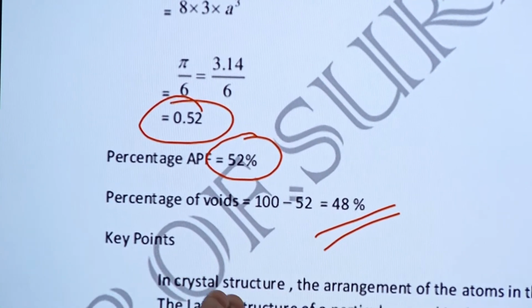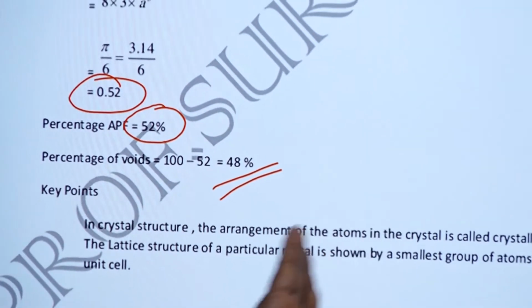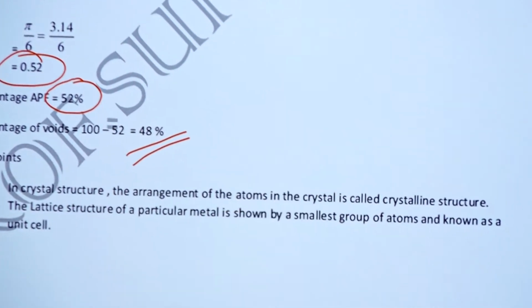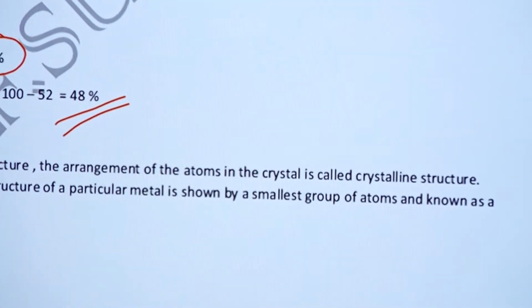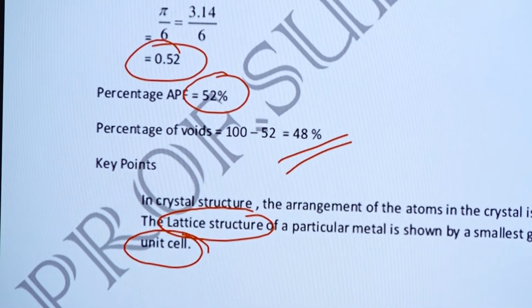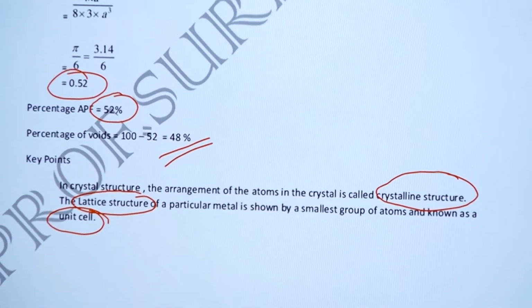In crystal structure, the arrangement of atoms in a crystal is called crystalline structure. The lattice structure of a particular metal is shown by the smallest group of atoms, known as the unit cell. This lattice structure is named the unit cell. Crystal structure can also be called crystalline structure.